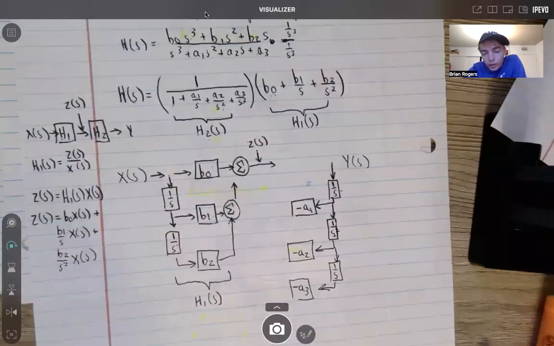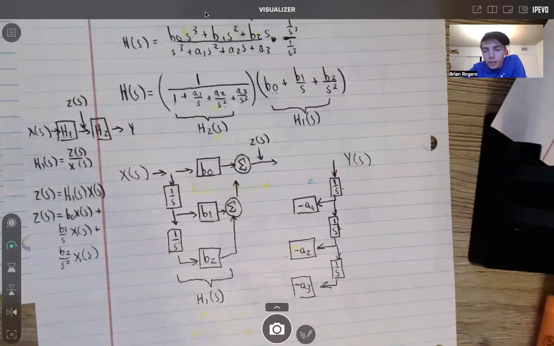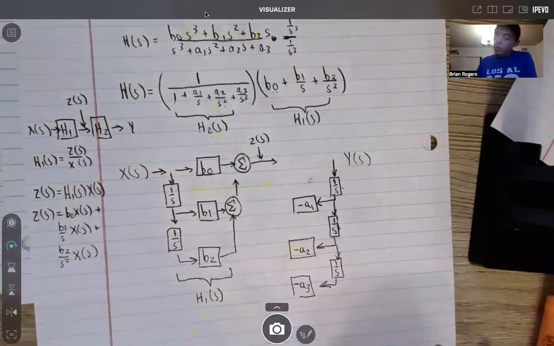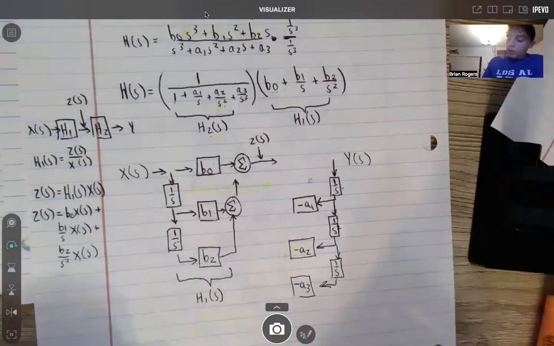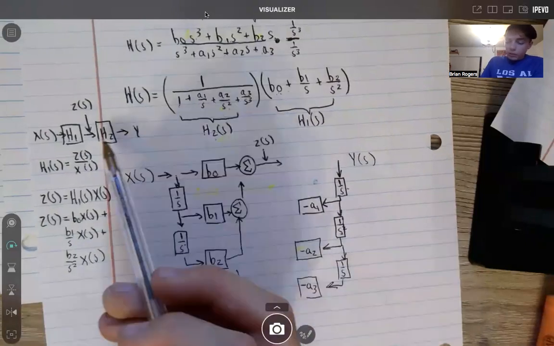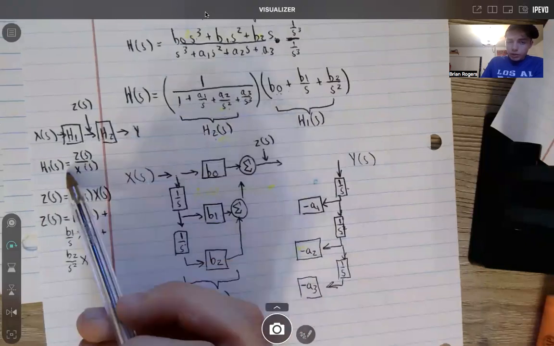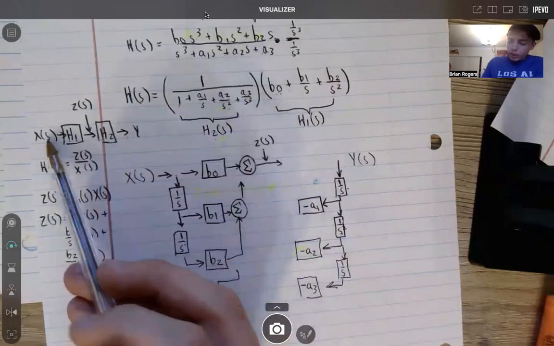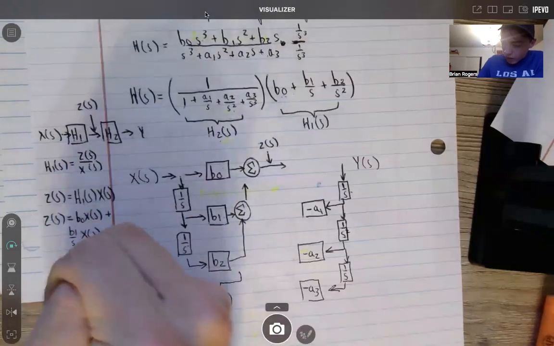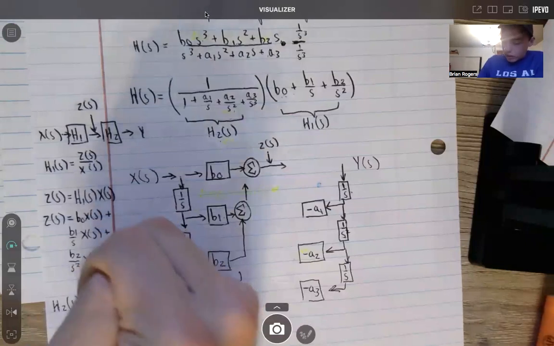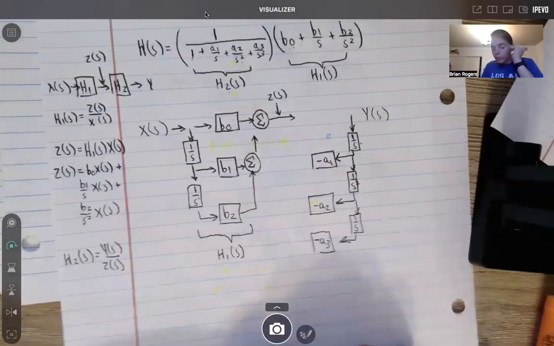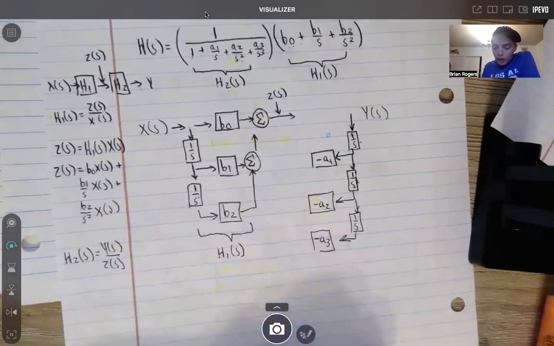And then we're going to try and find how we can make H2 of S, to make sure we get the correct block implementation for H2 of S. Well, look back here, right? We found H1 of S by taking the output over the input. Here, the output over the input will give us H2 of S. So H2 of S will equal the output, which is Y of S, all over the input, which is Z of S.